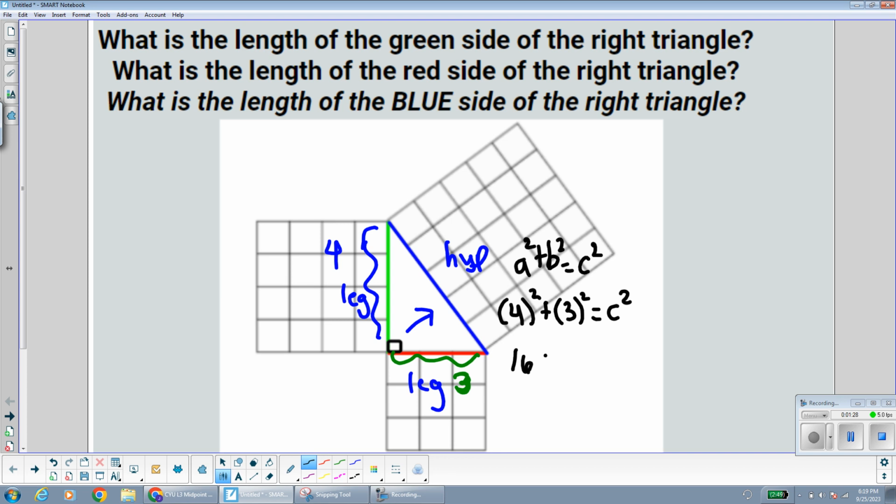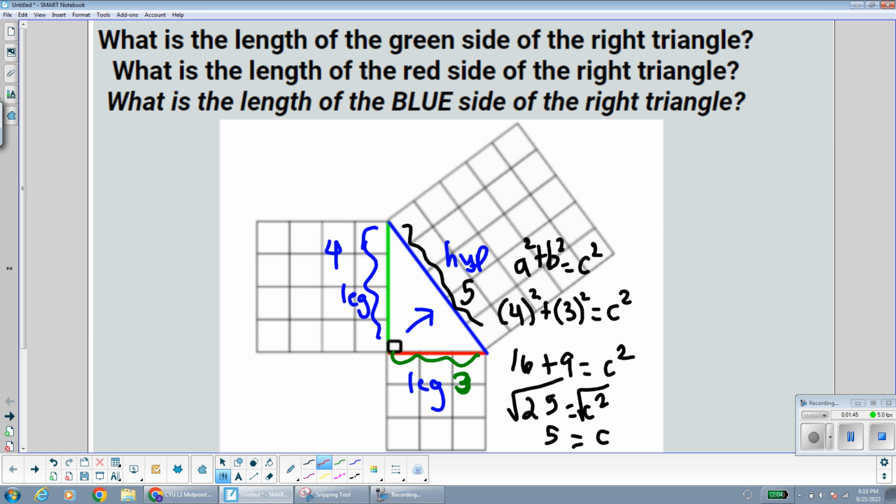So here we have 16 plus 9 is equal to c squared. So that's 25 is equal to c squared. To get c by itself, we take the square root, and we have that c is equal to 5. So the length of the hypotenuse, this slanted line over here, is 5 units long.